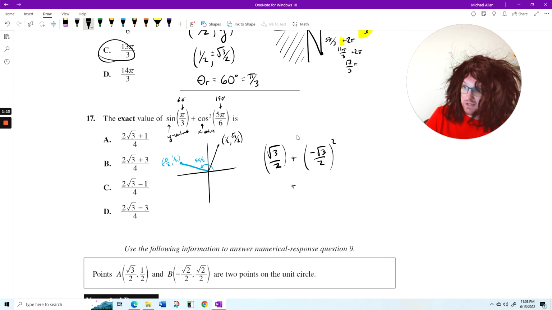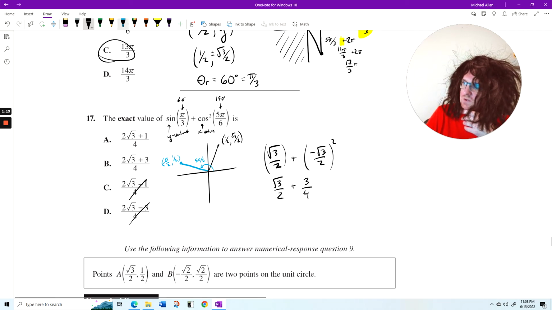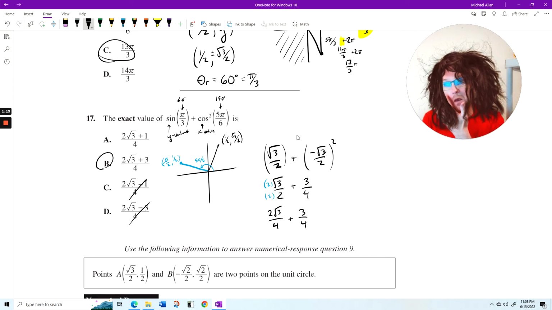So that's going to turn positive. So good, I can probably just cross off these ones because there's a negative in them. But I've got root 3 over 2, and I'm going to have 3 over 4. So you square the top, you square the bottom. Okay, so we've got a common denominator 4. So I'm going to take this one here and multiply it by 2 top and bottom, so they both have the same common denominator. And then I can add the tops together and we're going to get, boom, that one.